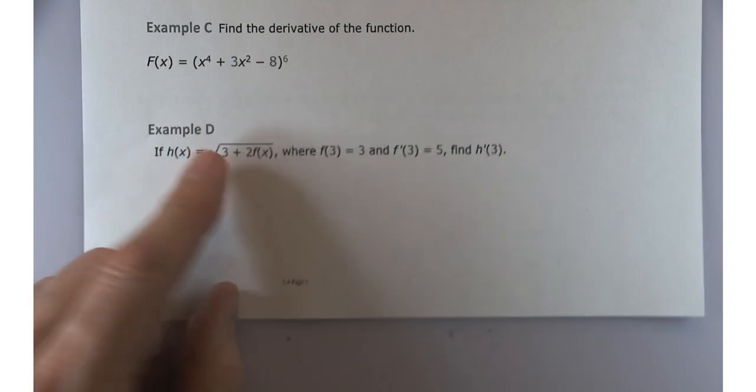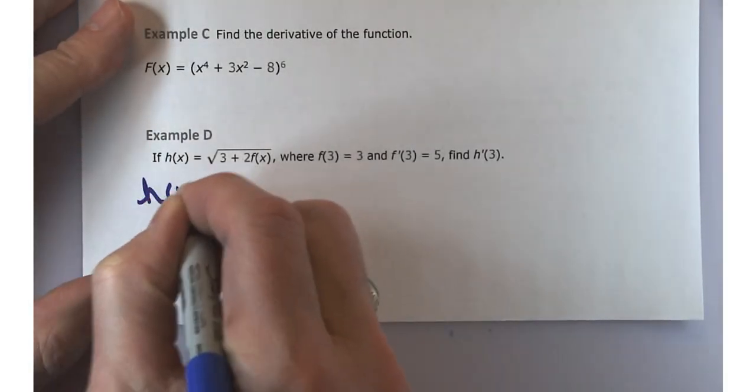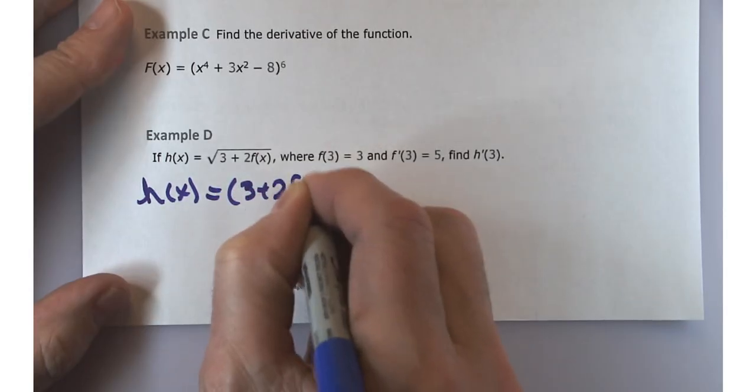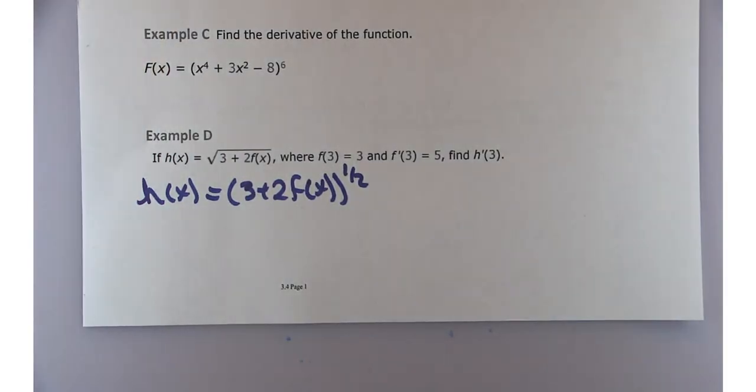Something to the 1/2. So this is going to be h of x is 3 plus 2 times f of x to the 1/2. Now it's set up to use the chain rule, right? You've got an outside function and an inside function. So what's the outside function in this one? Something to the 1/2 power.